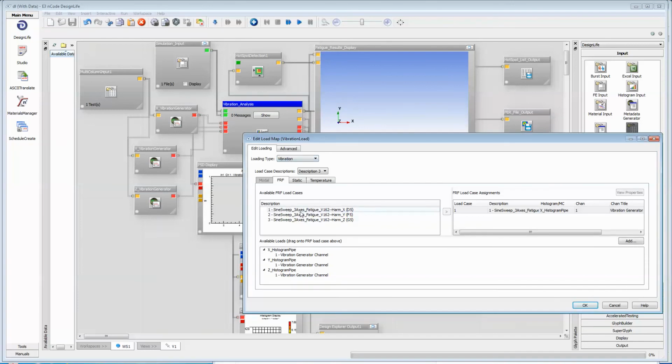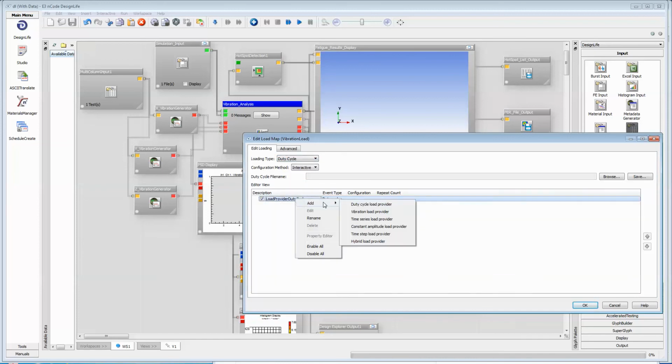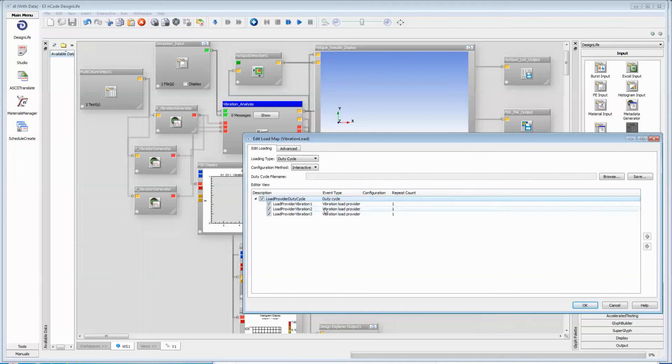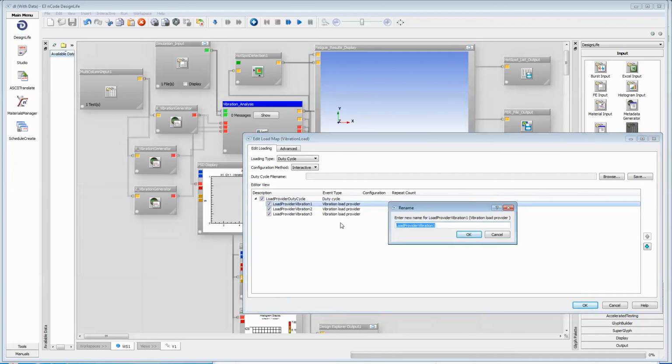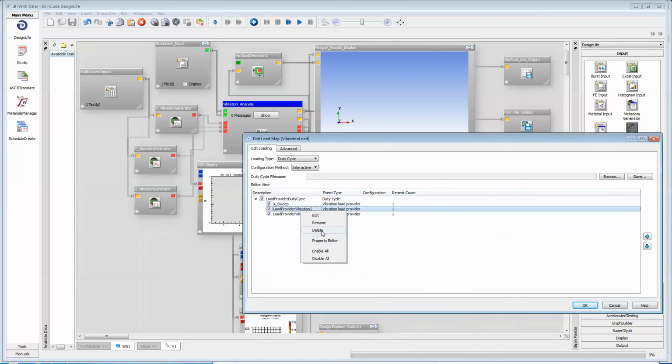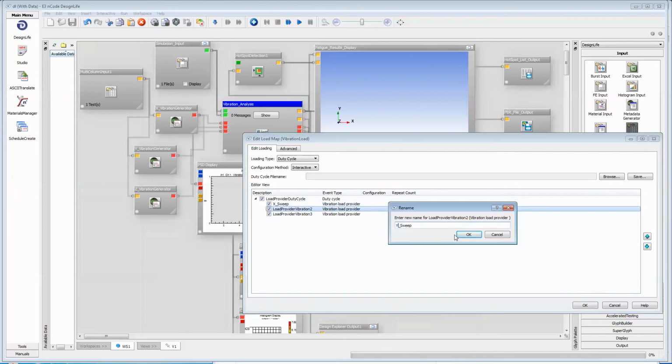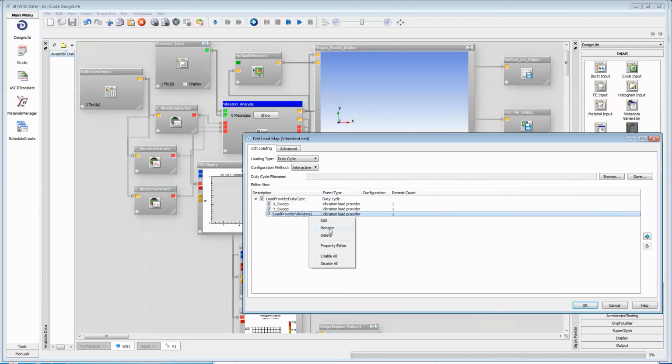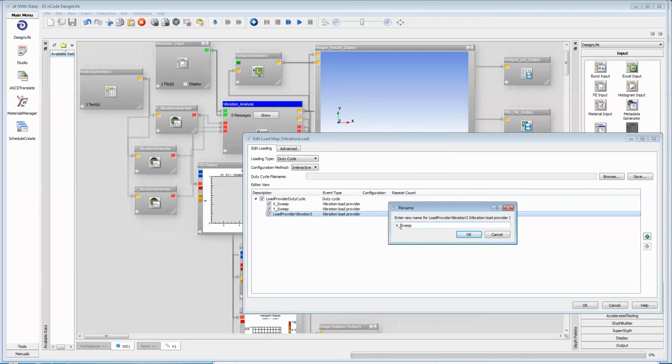So we have three FRF, which is nothing but the harmonic analysis stress results, frequency versus stresses. We need to define a duty cycle to take care of sweeping in all the 3 directions. So vibration load provider 3 times for x, y and z direction. Name them appropriately. X sweep, rename this as y sweep and this as g sweep.